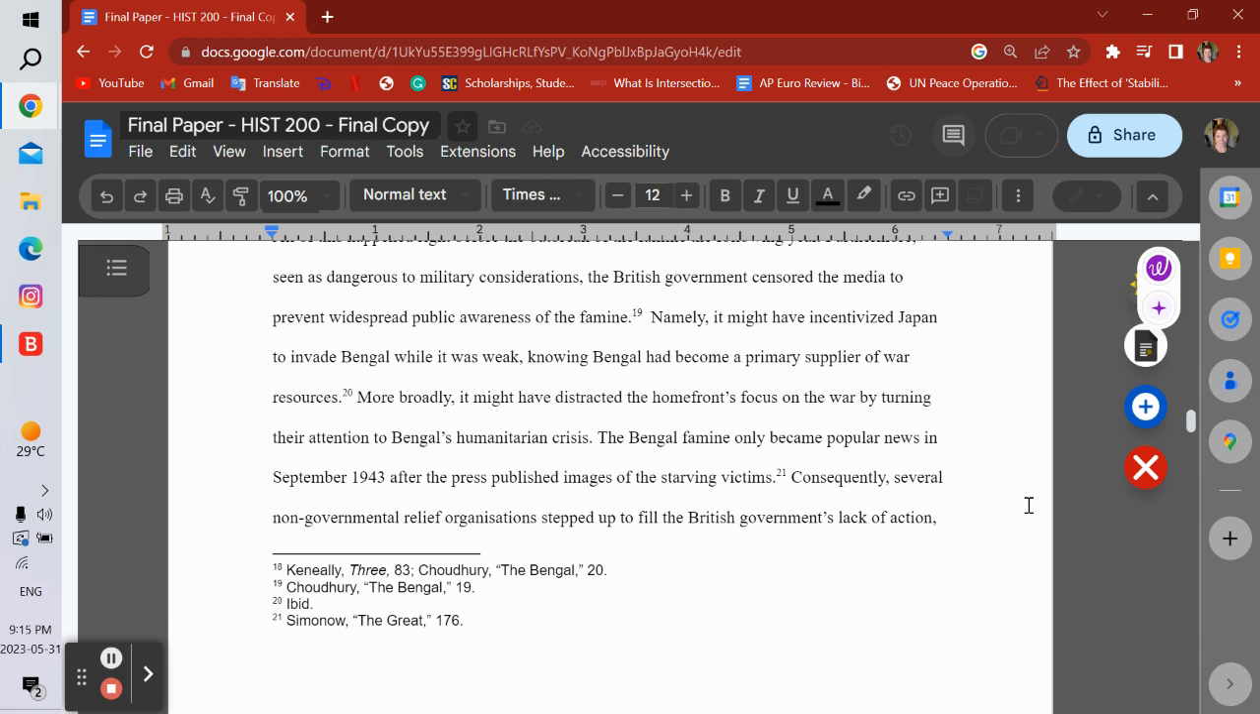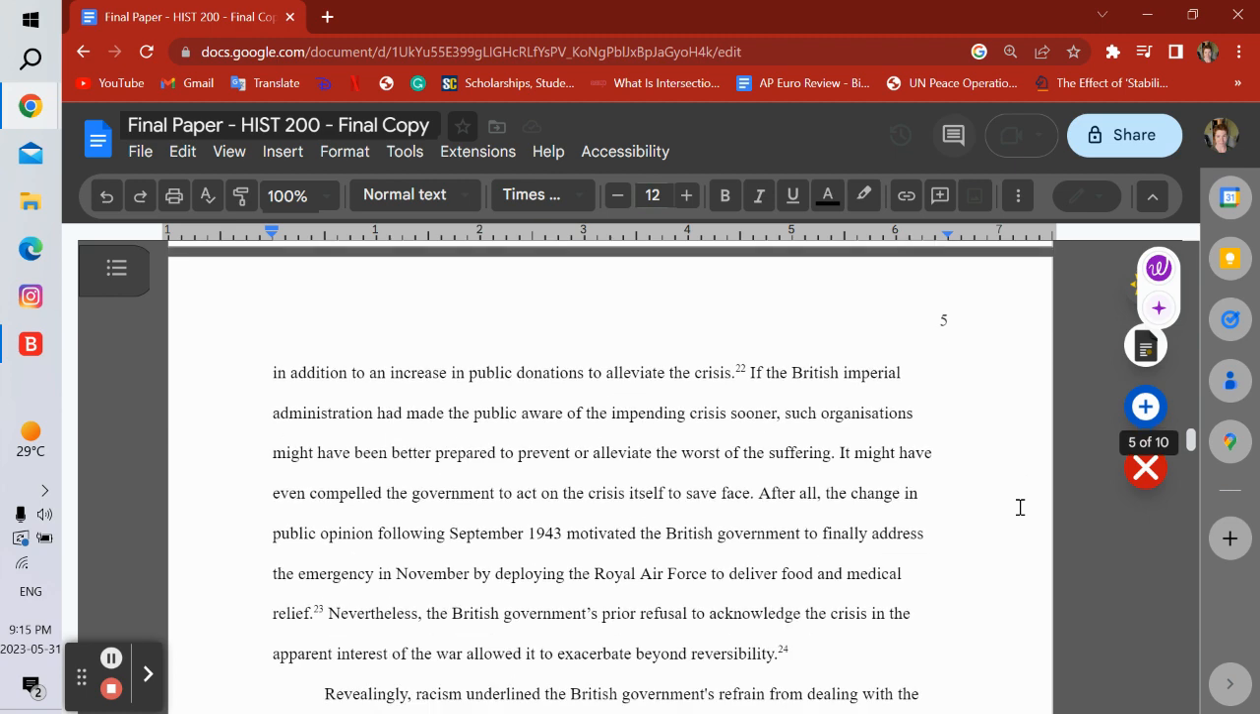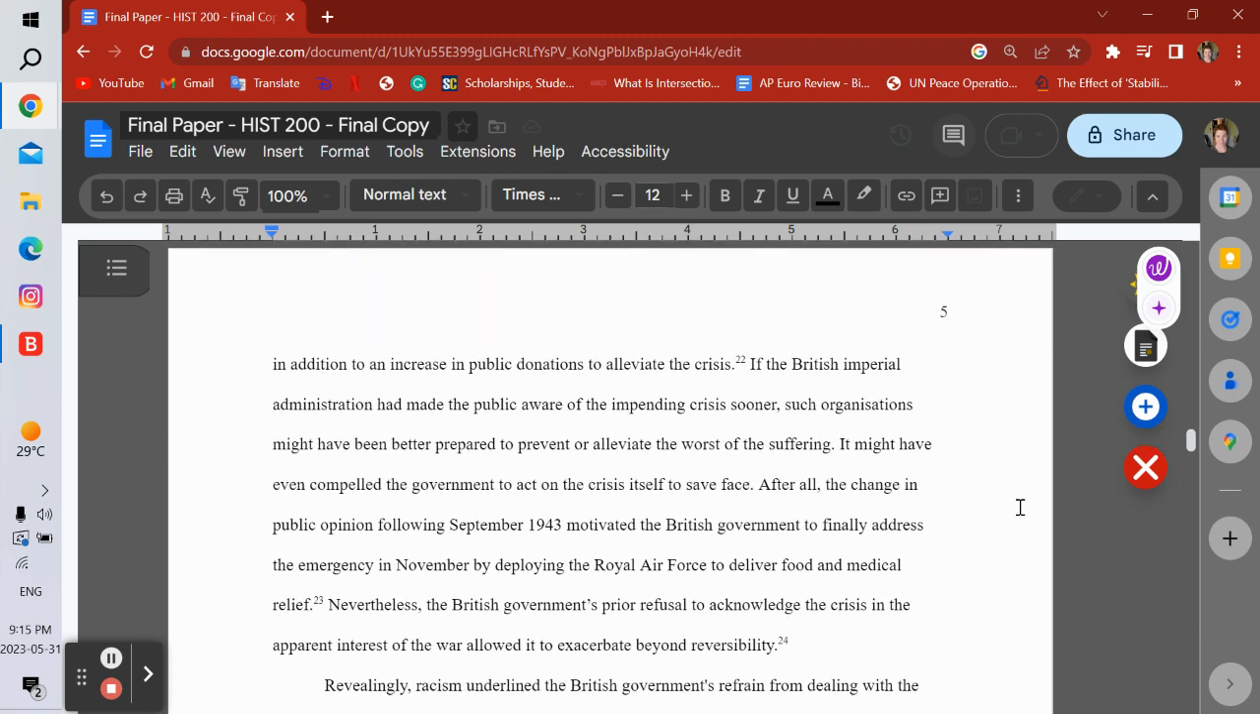The Bengal famine only became popular news in September 1943, after the press published images of the starving victims. Consequently, several non-governmental relief organizations stepped up to fill the British government's lack of action, in addition to an increase in public donations to alleviate the crisis.